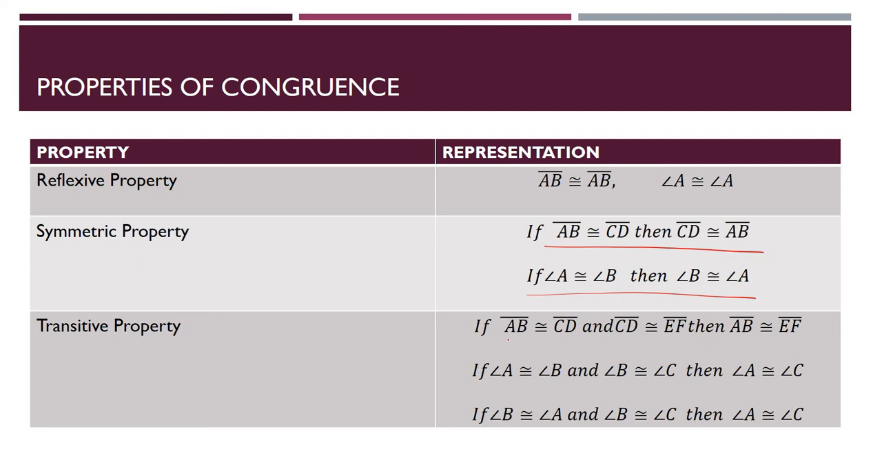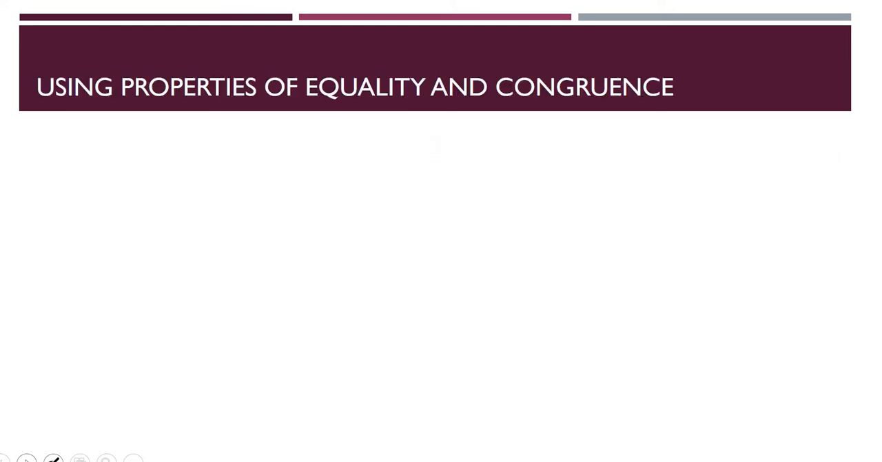And the transitive property. If AB is congruent with CD and CD is congruent with EF, then AB is congruent to EF. Can do the same thing with angles. And you notice I've done it a little bit different way here. It doesn't matter which one I put first, because by this property I can switch the order and it's still the same thing. So those are our properties of congruence for geometry, similar to the properties of equality. So now we're going to use these properties.